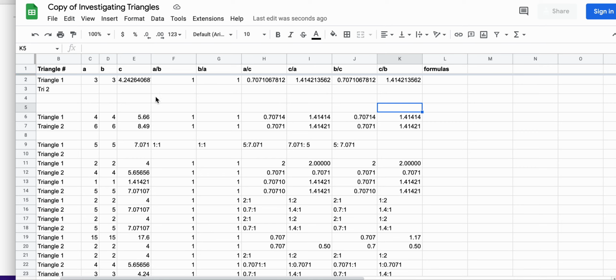Now it says to 3 significant figures, so hopefully you know what that means. In this case up here, it would be 4.24. I'll just write it below for now. Okay, and for this one it would be 0.707 and 1.41 and so on. Okay, so that's that.